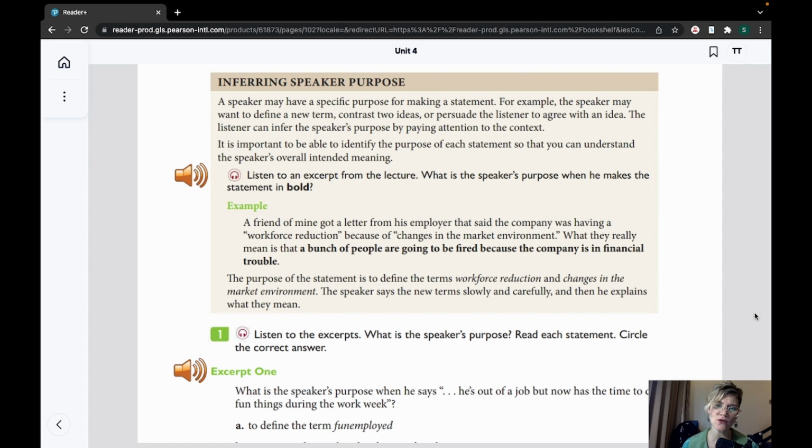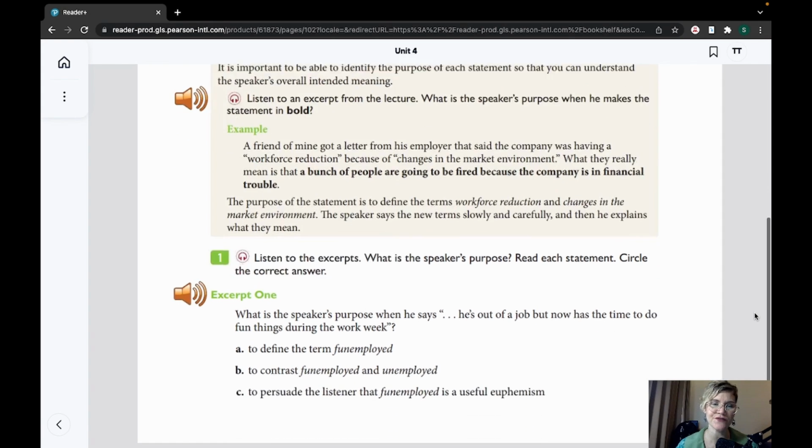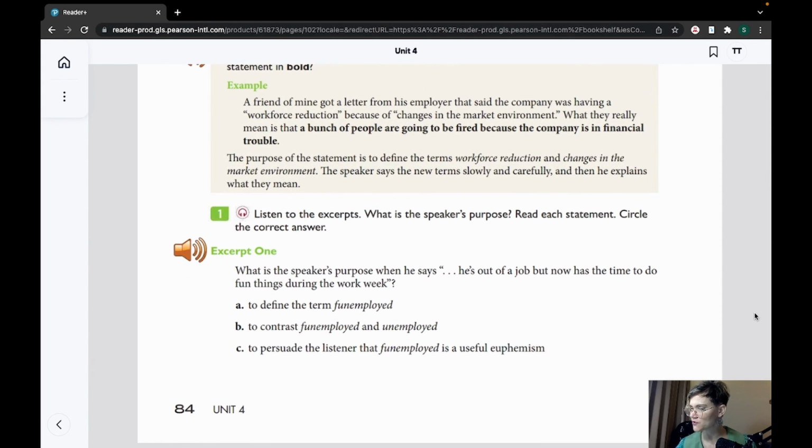Okay, so we're going to listen to excerpts, and I want you to figure out what the speaker's purpose is. You're going to read each statement and circle the correct answer. We have excerpts 1, 2, and 3. Let's start with 1. But before we do that, please annotate it. Underline, circle, highlight the key words in the question and also in the answer choices. Otherwise, it's too hard for you to recognize the answer, okay?